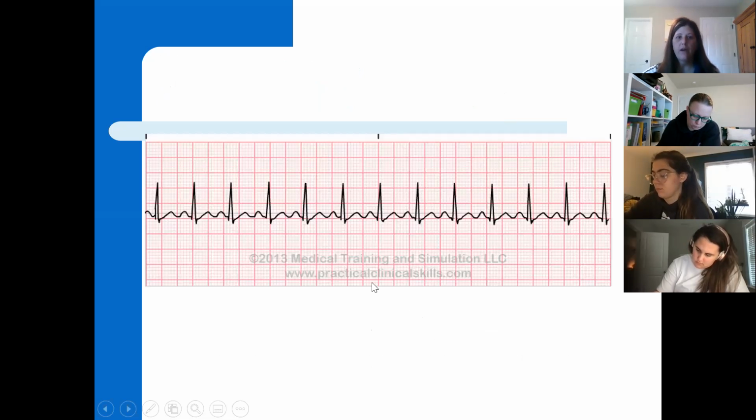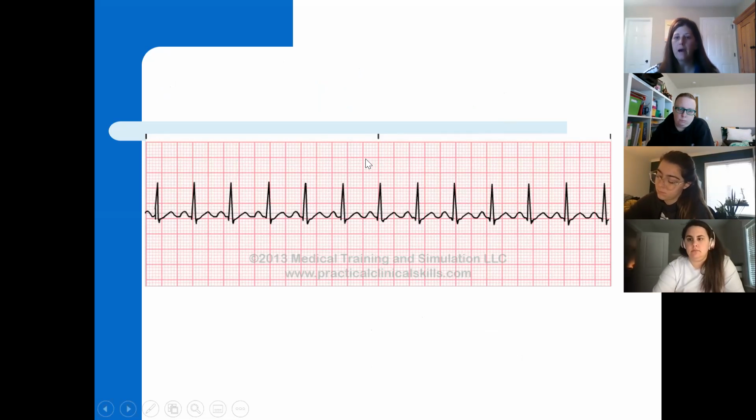Here's an example of that. I have a 6-second strip here. Again, even if I didn't have the hash marks, I could count out 15 large blocks, and I would know that that is 3 seconds, again, because you can do the math, the 0.20 for each one of those big blocks. Okay, but I have a 6-second strip here. It's marked out for me, so I can count how many QRS complexes I have here.